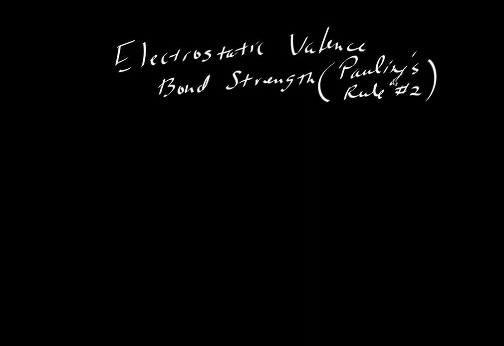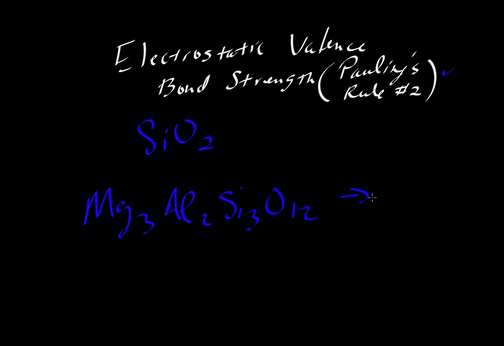Hello again. So in this video, we're going to take another look at Pauling's rule number 2, but instead of using quartz, as we did in an earlier example, we're going to look at the mineral pyrope, Mg3Al2Si3O12.